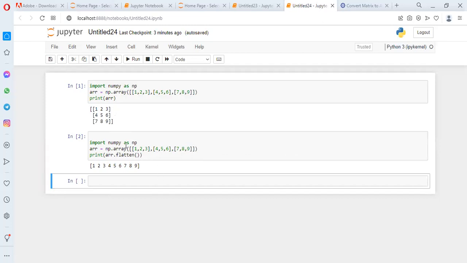So this is the matrix over here, that is np.array. This function carries the matrix, and the matrix is defined by ARR. Now I want to convert this matrix into a single-dimension, or one-dimensional, array. In that respect, I have to use a method named flatten. So this flatten method converts this matrix into a one-dimensional array. So we had discussed NumPy.